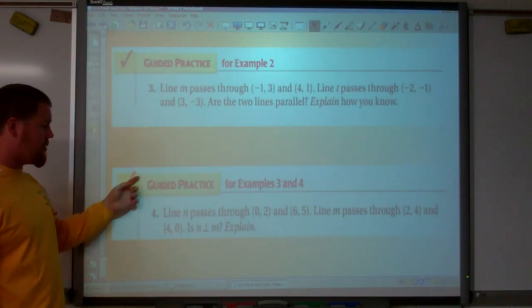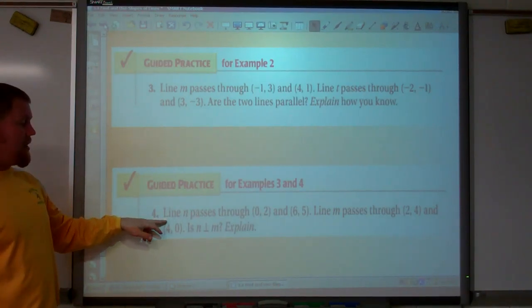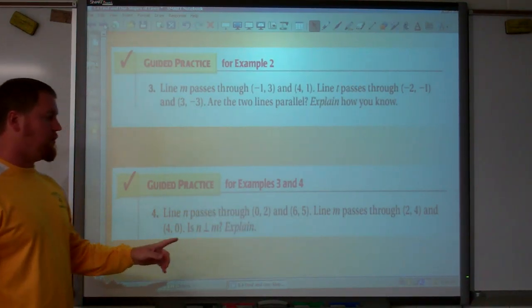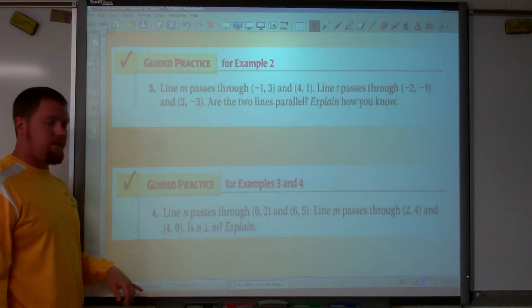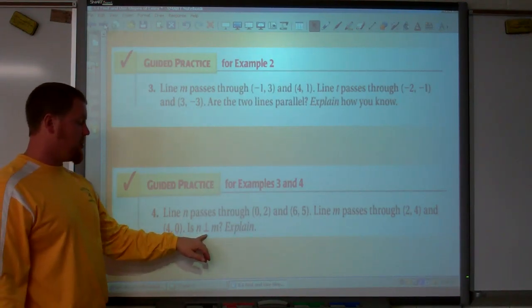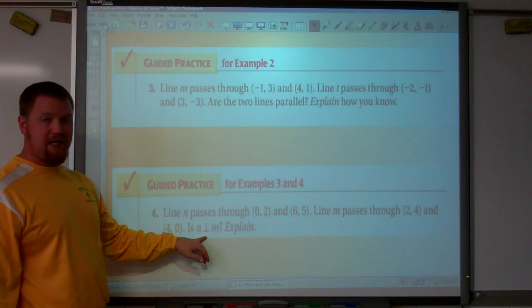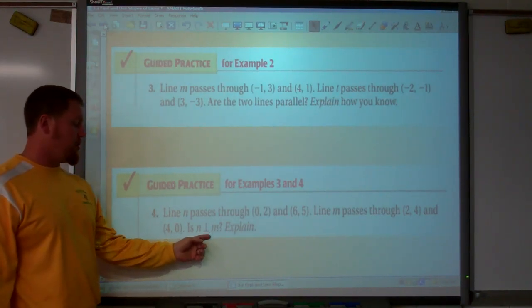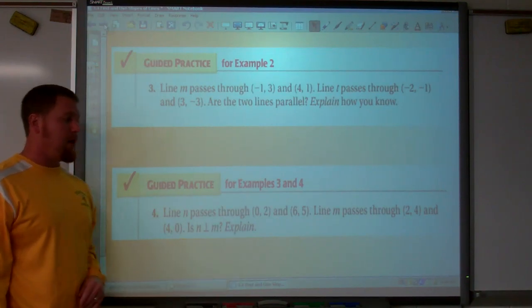And then the last one I want you to do, line N passes through 0, 2, and 6, 5. Line M passes through 2, 4, and 4, 0. Is N perpendicular to M? The upside down T again means perpendicular. Alright, so is line N perpendicular to line M? And please explain.